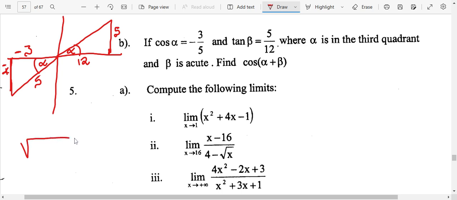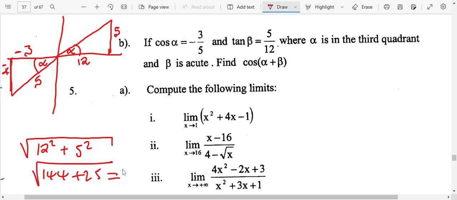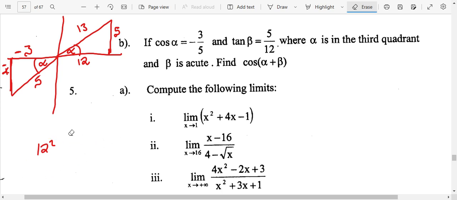That is going to be the square root. We get the adjacent, we square it, plus the opposite, we square it. So this is going to be the square root of 144 plus 25. That will give us 169, so that will give us 13, the square root of 169. So I've just found 13 as the hypotenuse. You get 12, square it, plus 5, square it, and find your square root.